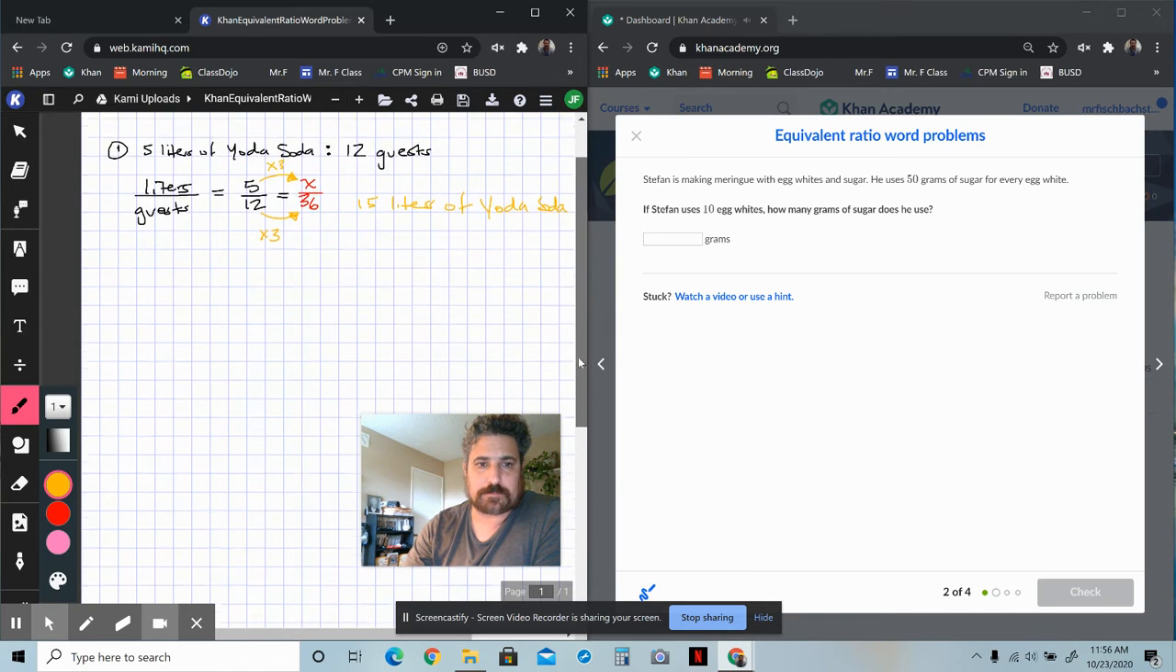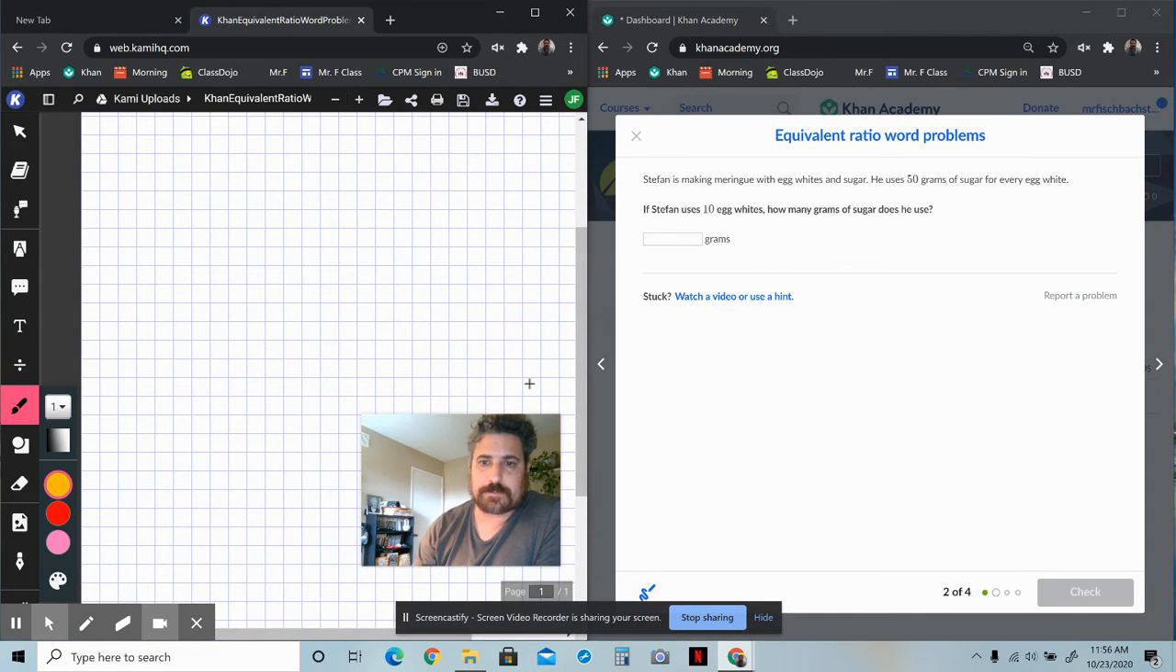For the next problem, number 2 here, it says Stefan is making meringue with eggs, egg whites, and sugar. He uses 50 grams of sugar for every egg white. So 50 grams of sugar for every 1 egg white. If Stefan uses 10 egg whites, how many grams of sugar does he need to use?